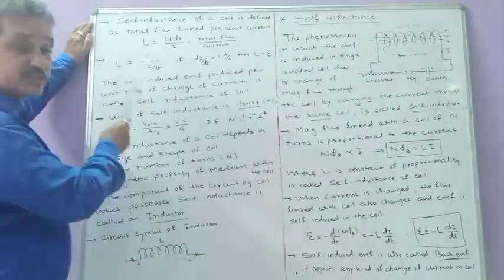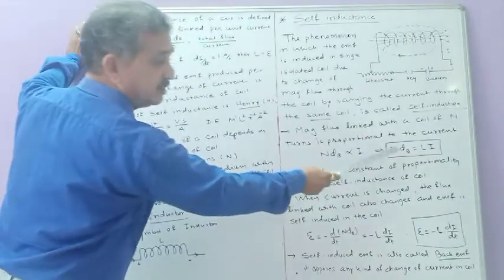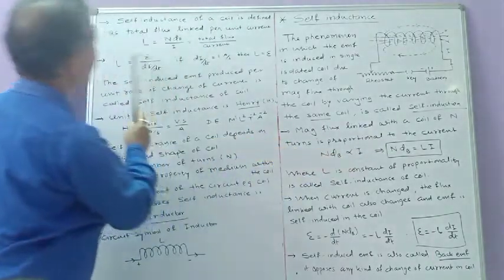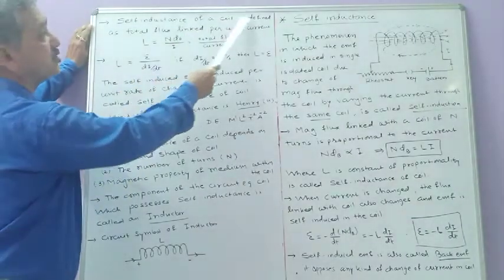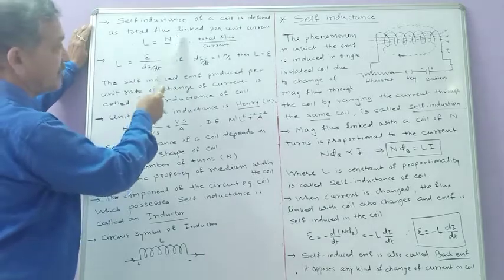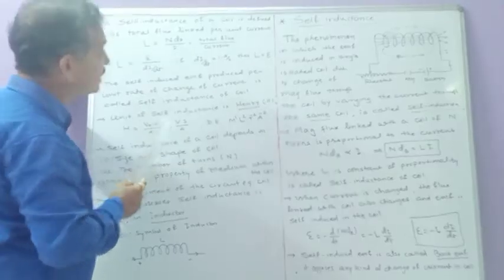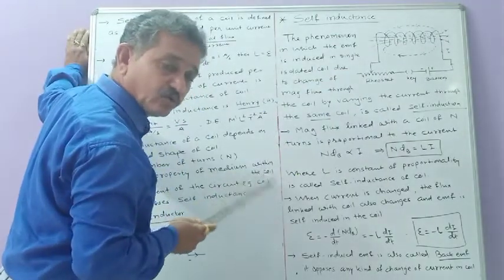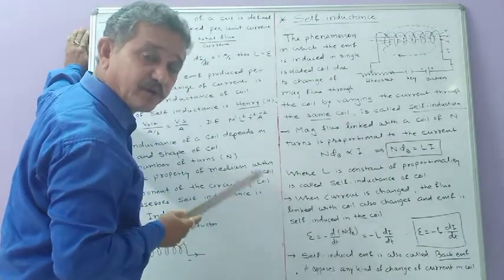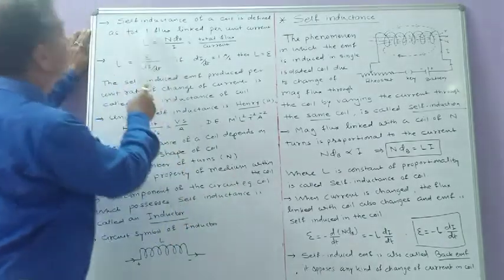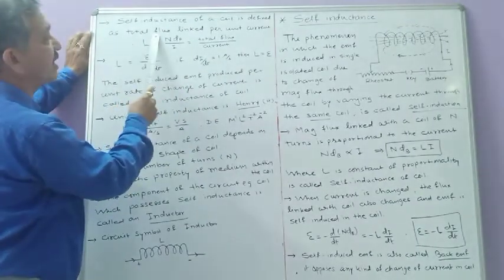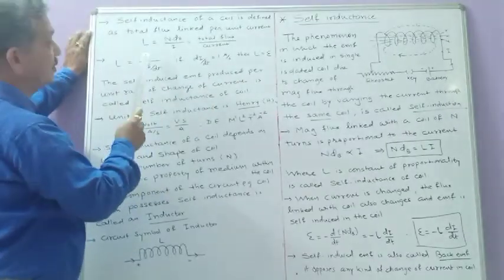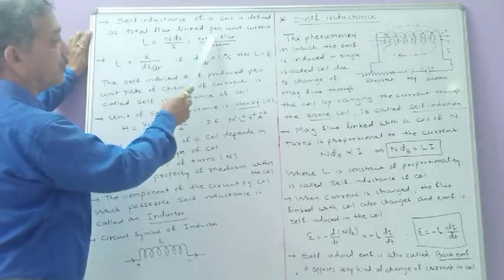Then we define the self-inductance by taking the ratio of N phi B and current I. So L will be equal to what? N phi B upon I. So self-inductance of a coil is defined as, so N phi B is what? Total magnetic flux. Now if this total magnetic flux is obtained by passing 1 ampere of current, then what will we call it? The total magnetic flux will become self-inductance. So self-inductance of a coil is defined as the total flux linked per unit electric current, because L is equal to N phi B upon I, total flux upon current.